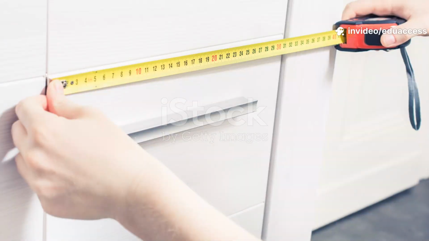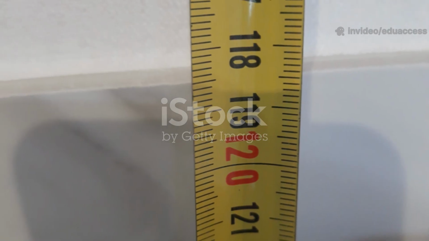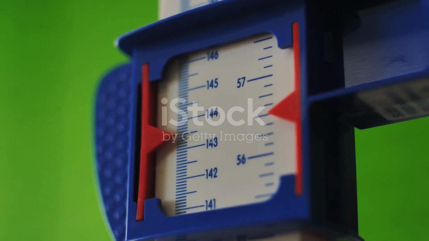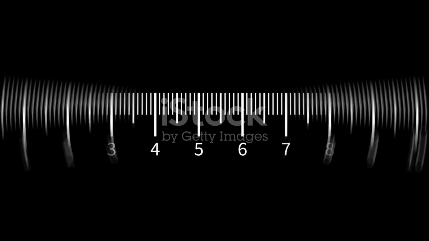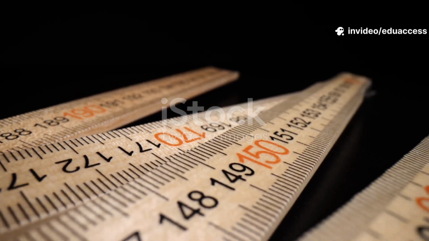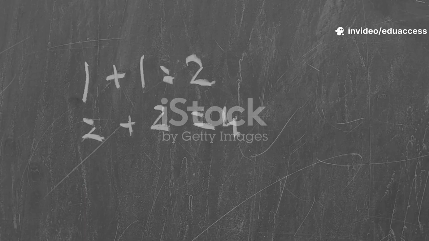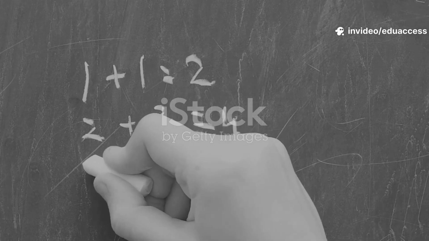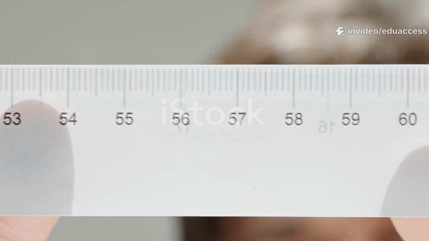Question 2. You want to measure the height of a door using a 30 centimeter ruler. The door is about 2 meters high. How many times will you shift the ruler? Answer: 2 meters is 200 centimeters. 200 divided by 30 is 6.67. You need to shift it 6 times and add the leftover.